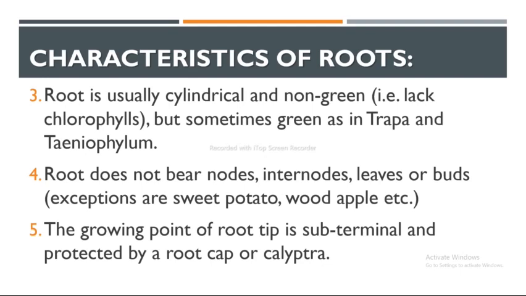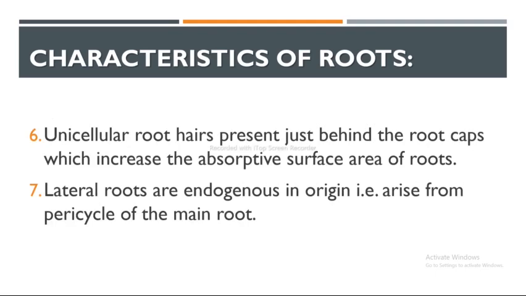Fifth, the growing point of the root tip is subterminal and protected by a root cap or calyptra. Sixth, unicellular root hairs are present just behind the root cap, which increase the absorptive surface area of roots. Seventh, lateral roots are endogenous in origin. For example, they arise from the pericycle of the main root.